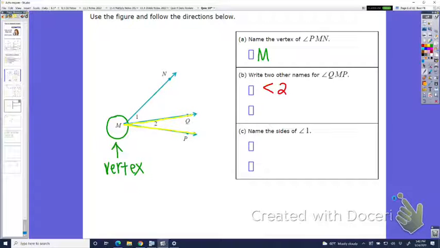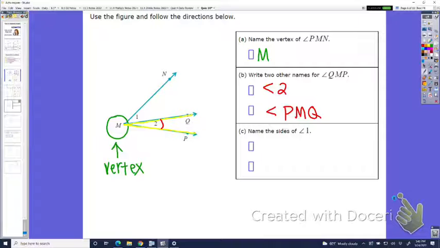Or I could go and write the angles in reverse. So instead of QMP, I could say PMQ. What you can't say though is angle M, because you have 2 angles. Technically, angle 1 and 2 are both at angle M. So just name your 3 letters in the backwards order or just by the number.